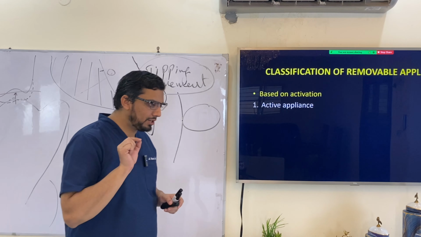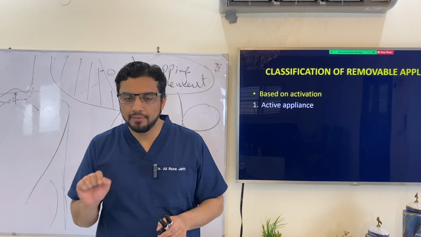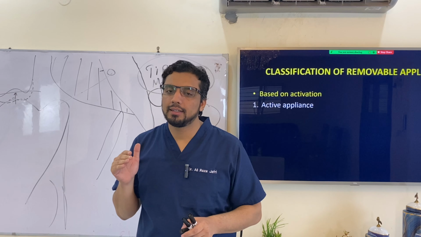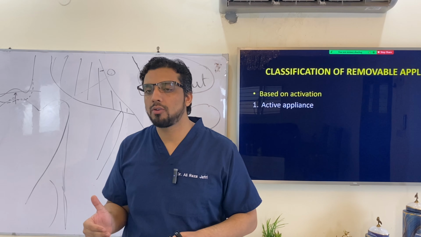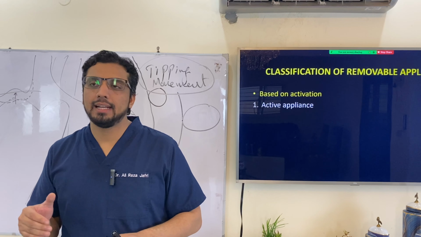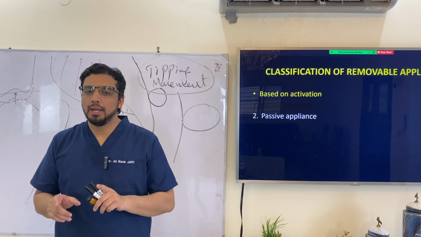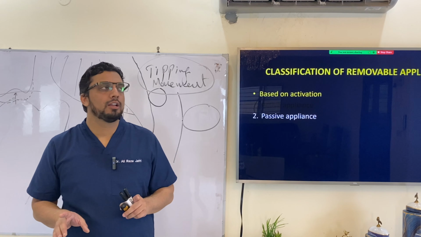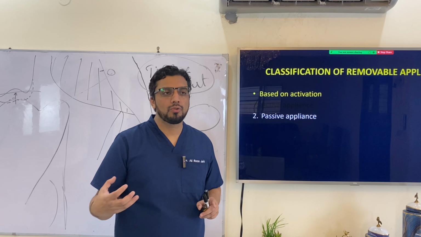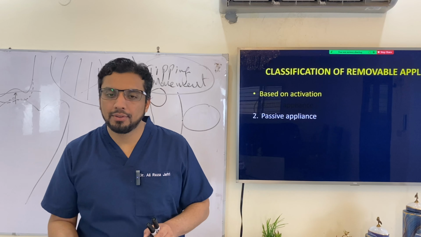Active means which has the active component incorporated within the appliance and that can produce tooth movement. They are supposed to create tooth movement, so they are called active appliances, and the passive means that they are supposed to maintain the tooth position. They are not supposed to cause or produce any kind of tooth movement. That's why they are called the passive appliances.